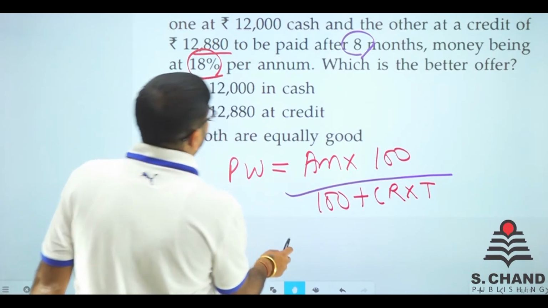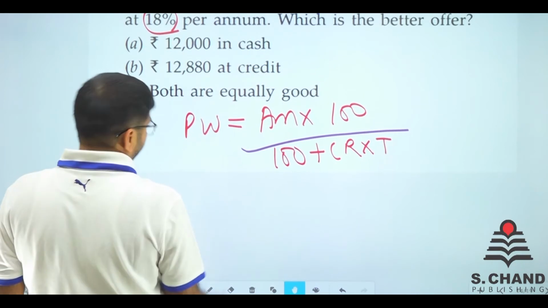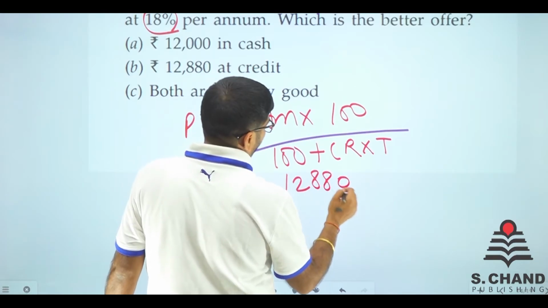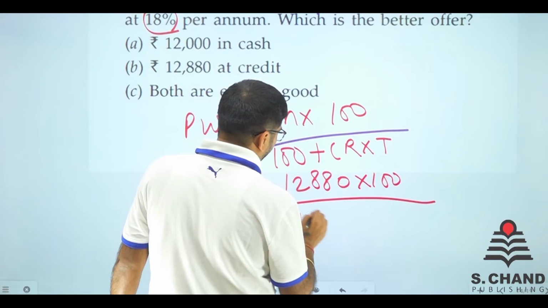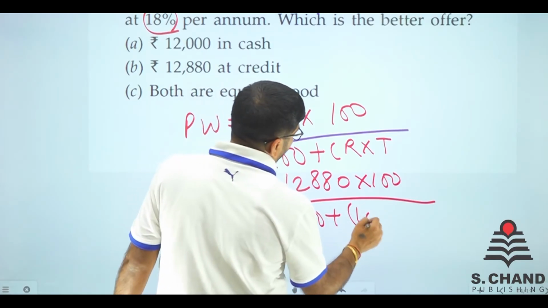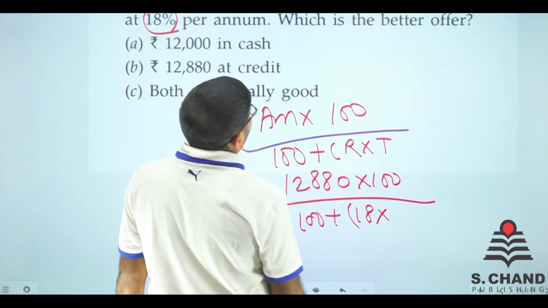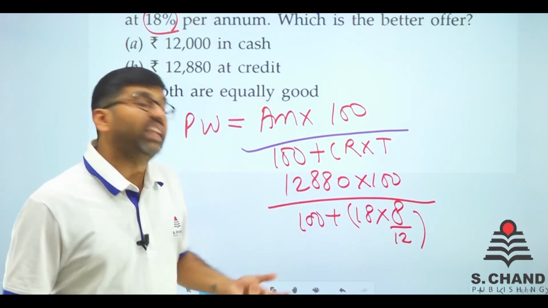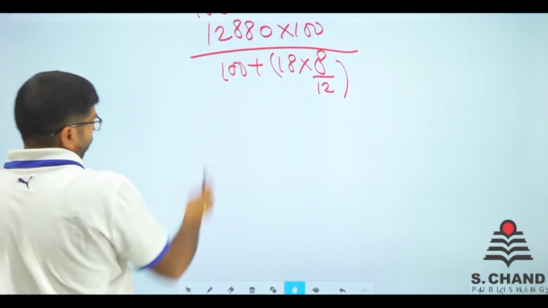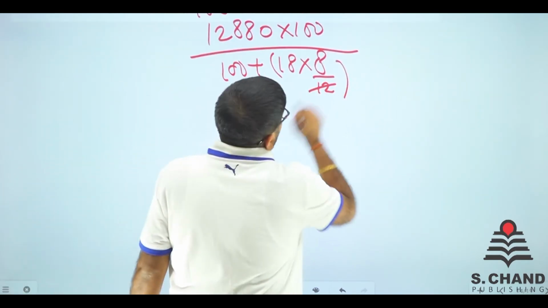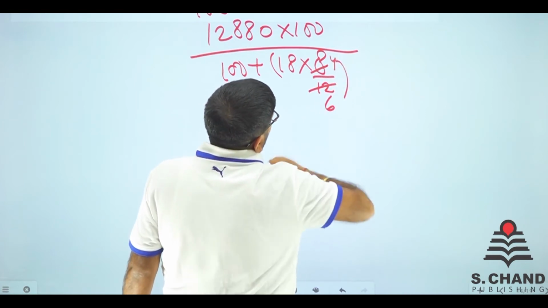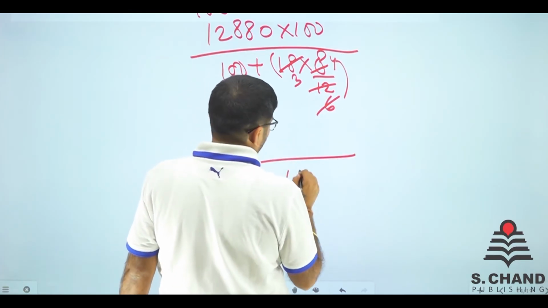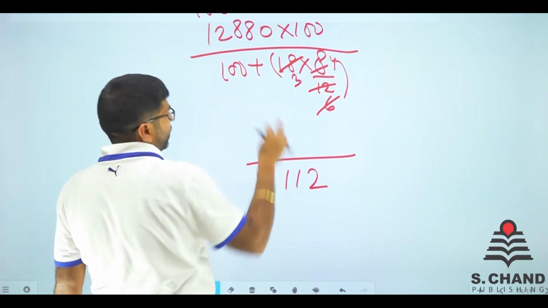Just put in all the values. Here we go. So amount is 12880 into 100 divided by 100 plus R into T. What is R? Rate of interest 18. Time 8 months, so 8 divided by 12. Why do we divide by 12? Because we have to calculate in years, right? So 12 is 6, it is 4, 6 into 3. So 3 into 4 is 12. So the denominator is 112, because 12 plus 100 is 112.